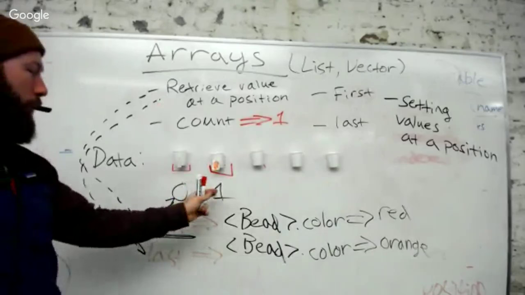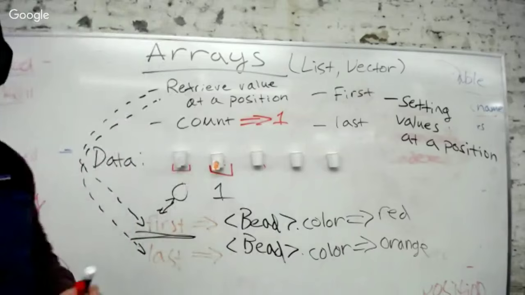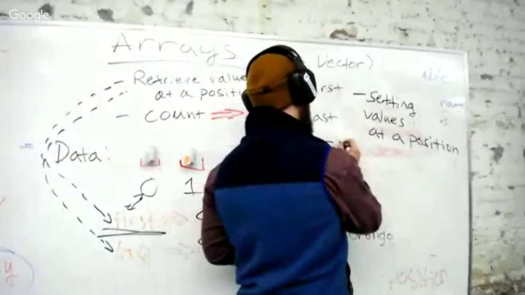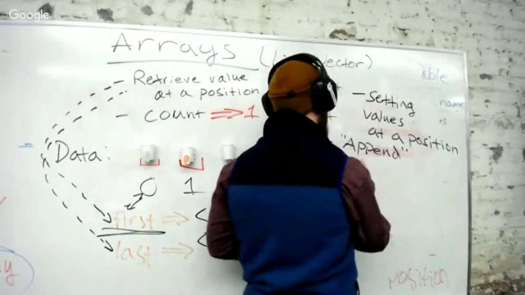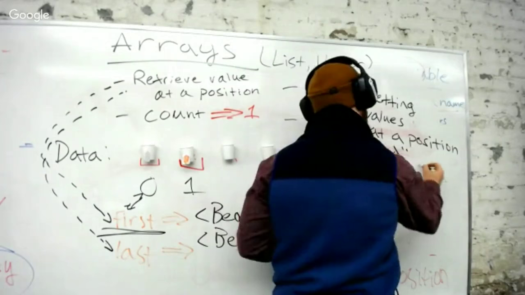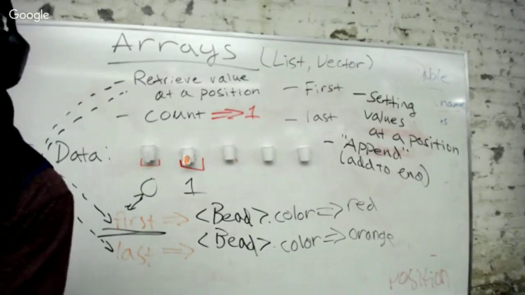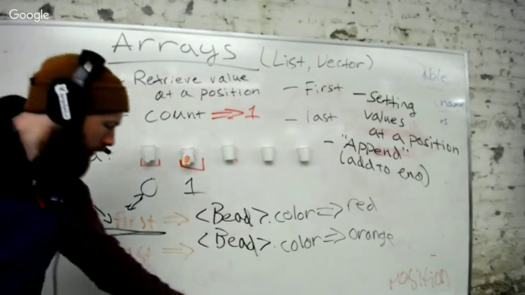Another common thing we'll want to do to an array is append a value, meaning add a value to the end. I'm going to go ahead and do that now. We're going to append another bead to our array. Maybe I'll get this green.